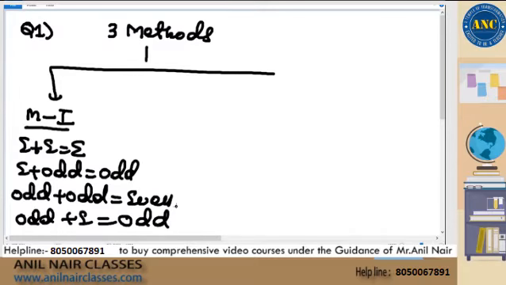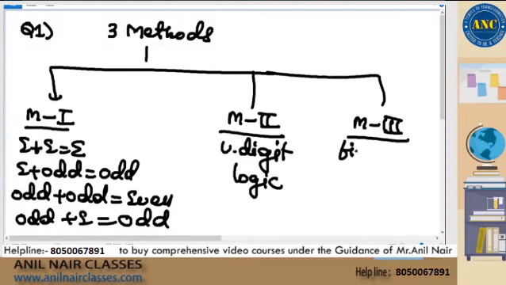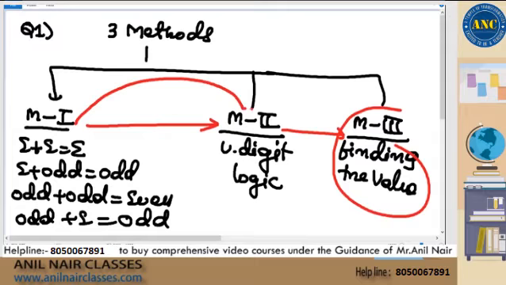Method 1 and method 2 are unit digit logic. Method 3 is finding the value. I will never use method 3 without using method 1 and 2. I will use it only after method 1 and method 2 fail, then only I will go to method 3. Please make a note of it.